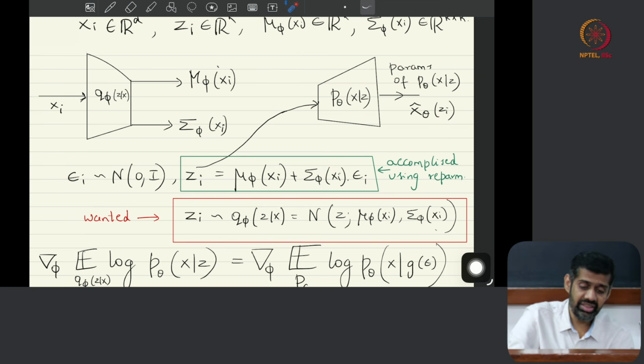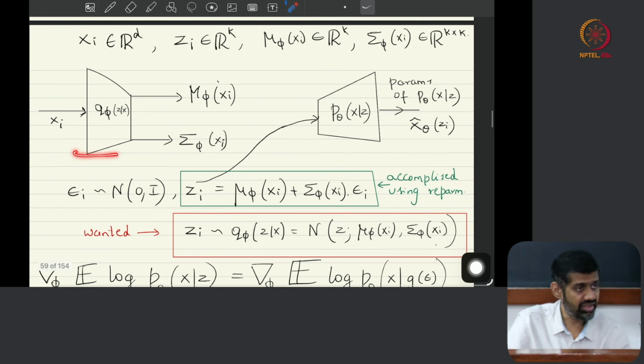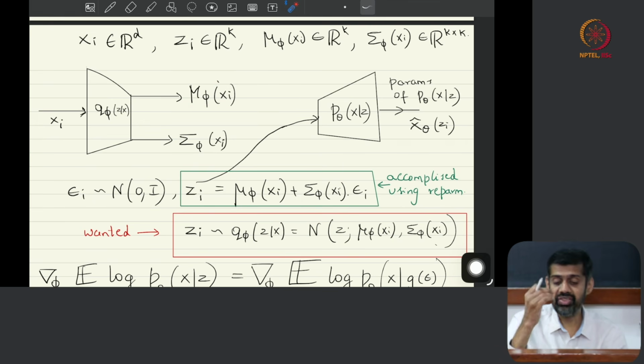Fine. So let us say that we have one data point in R^D, xi, and we have this neural network which is the encoder. Now we initialize randomly this phi and pass this xi through this encoder network to get a mu phi of xi and sigma phi of xi. All I am saying is that we interpret the outcomes of this neural network as mu phi of xi and sigma phi of xi, that is it.